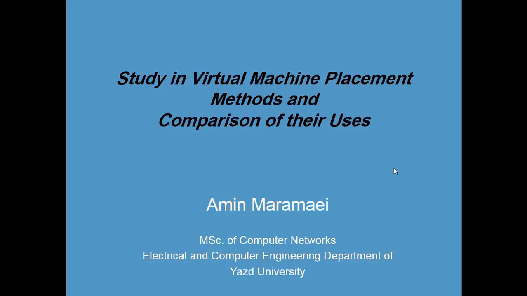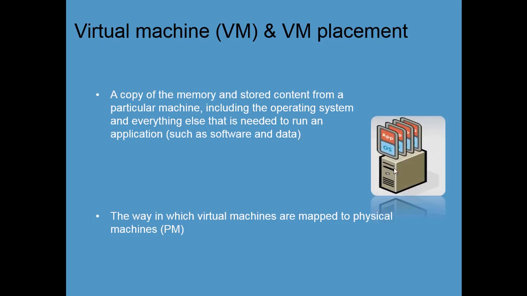In this paper, I have an overview of one of the cloud computing environment problems, that is virtual machine placement. What is a virtual machine? A copy of the memory and stored content from a particular machine, including the operating system and everything else that is needed to run an application, such as software and data, is called a virtual machine. And the way in which virtual machines are mapped to physical machines is called VM placement.